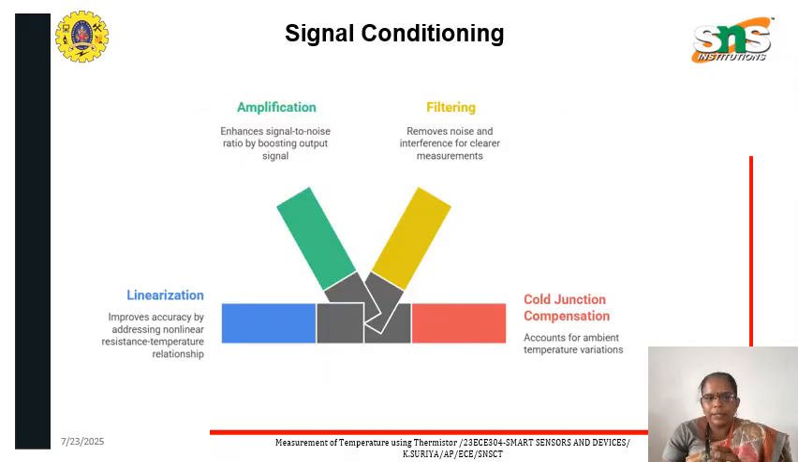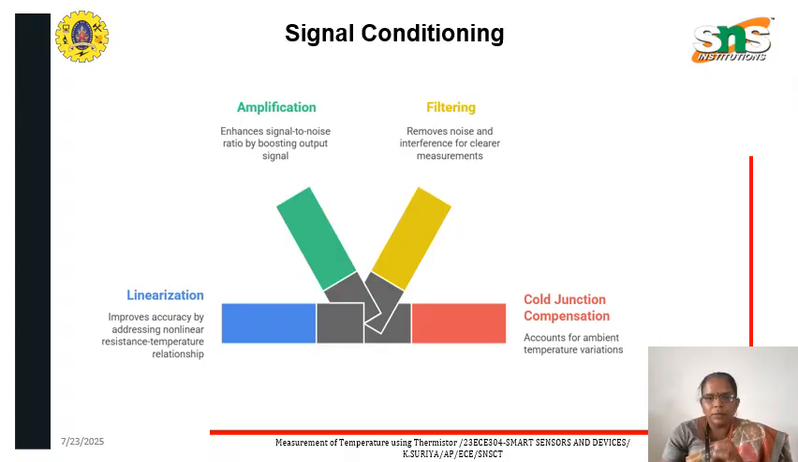Next one is signal conditioning. So the output signal from a thermistor circuit often requires signal conditioning to improve its accuracy and usability. So common signal conditioning techniques are linearization, which is due to the nonlinear resistance temperature relationship. Linearization techniques are often employed to improve the accuracy of the temperature measurements.